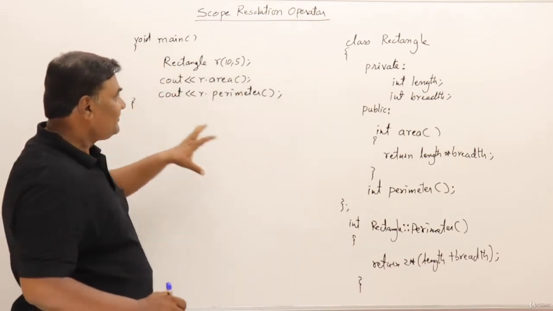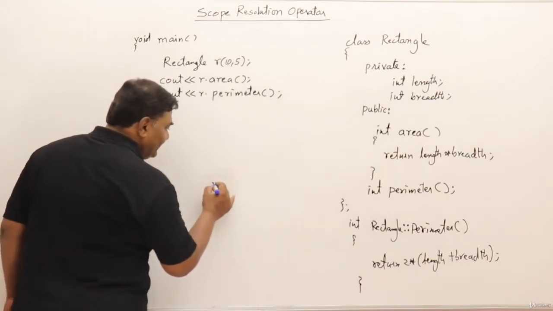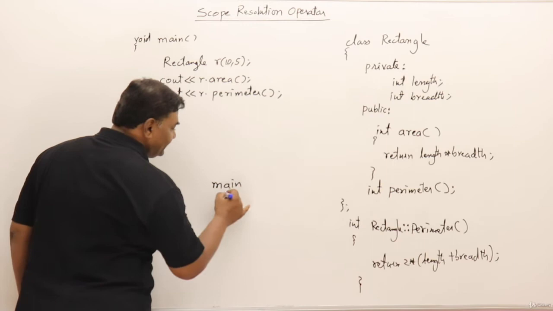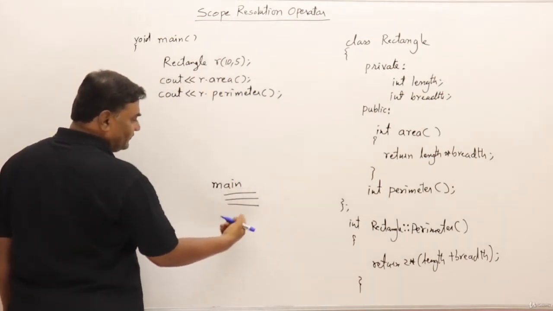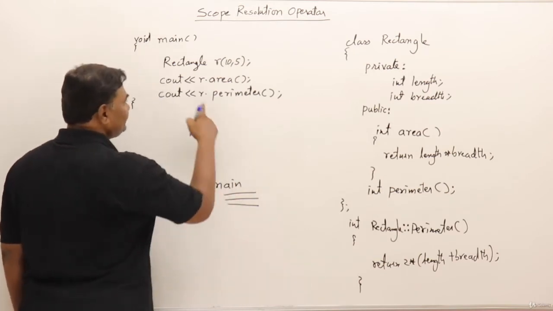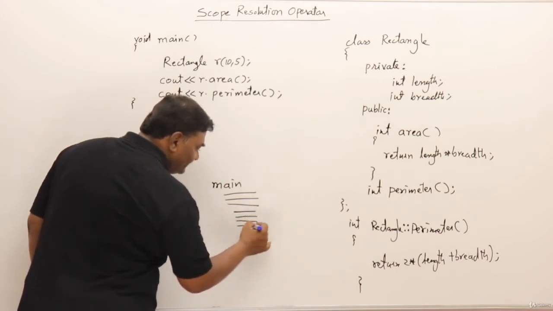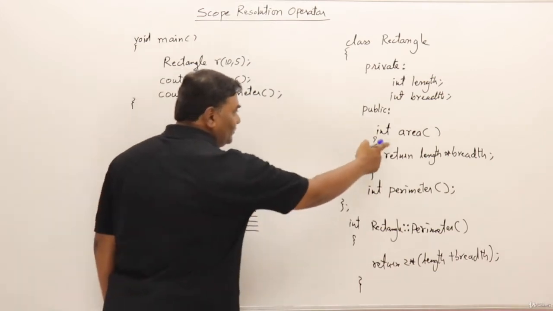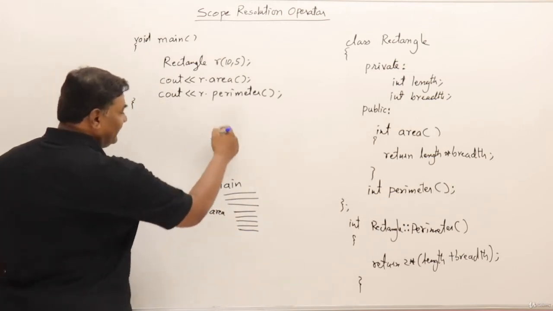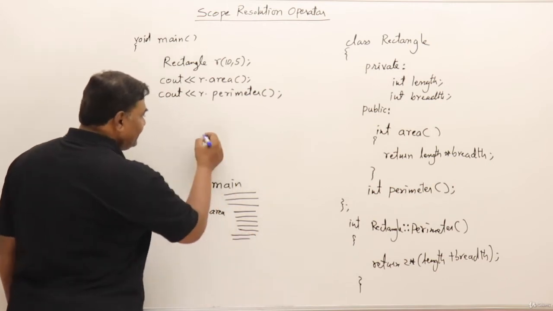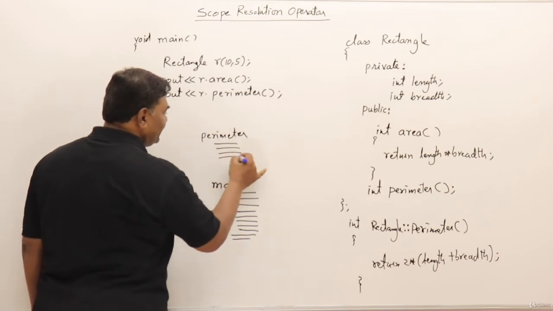When you compile this program, it gets converted into machine code. How does the machine code look? This is the main function's machine code, and inside the main function an object is created. Assume the lines are machine instructions. Now area is called, so this is the area, and the machine code of area is written here. Then it calls perimeter. This is the machine code of perimeter.